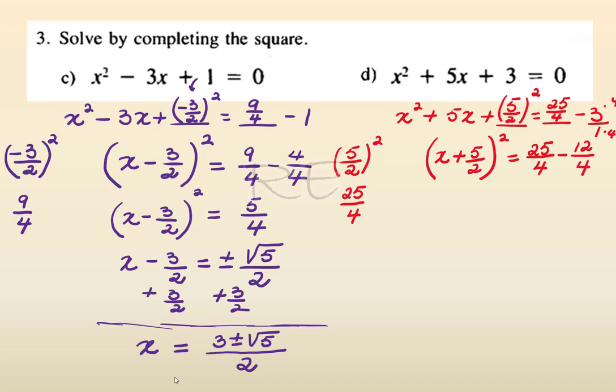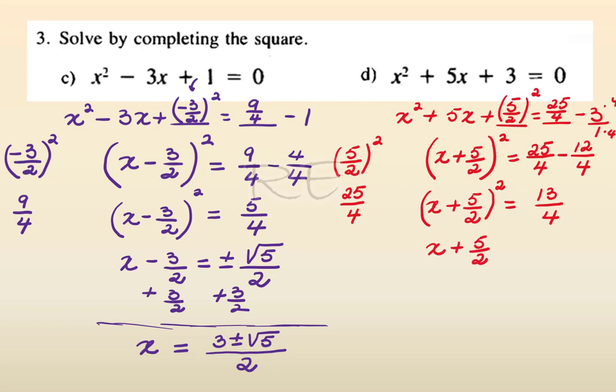So it's minus 12 over 4. 3 is 12 over 4. x plus 5 over 2 squared is equal to 25 minus 12 is 13. 13 over 4.